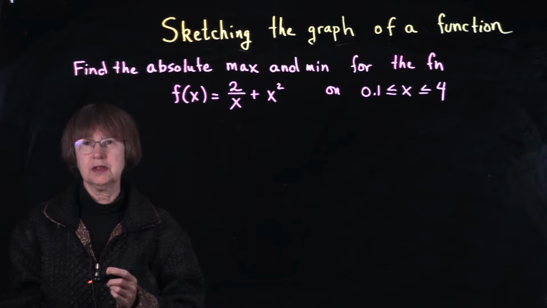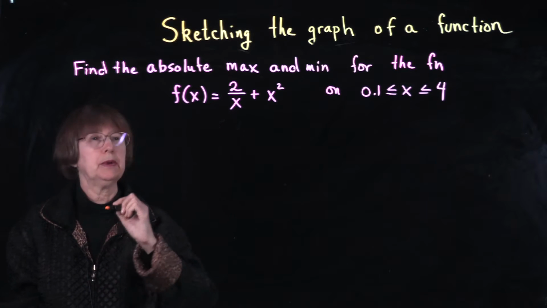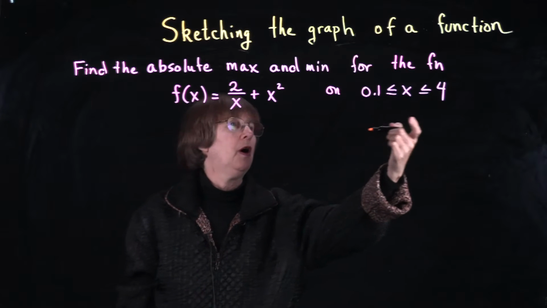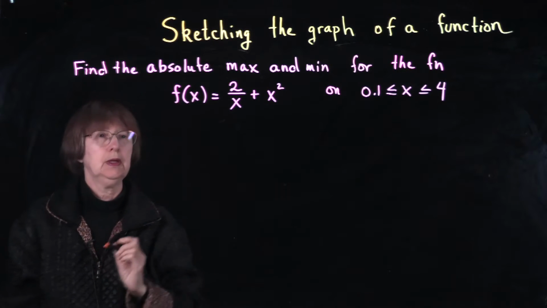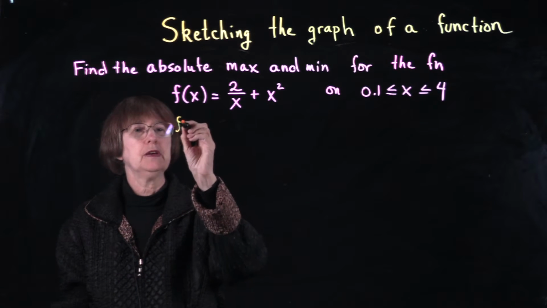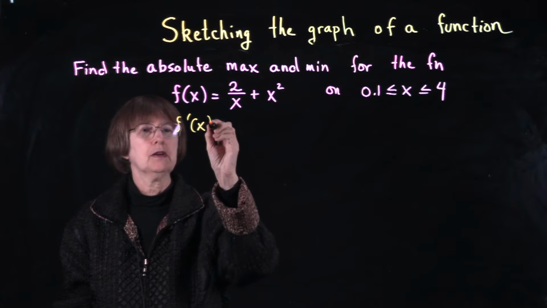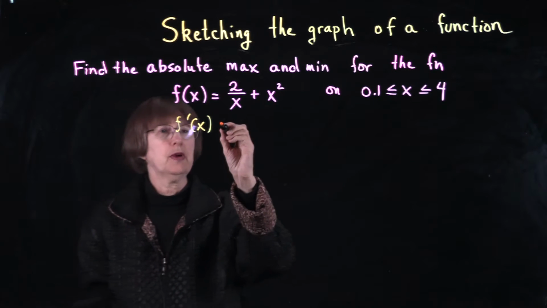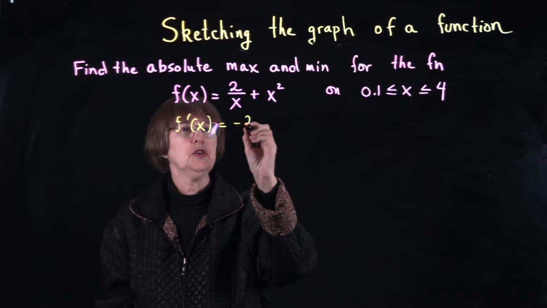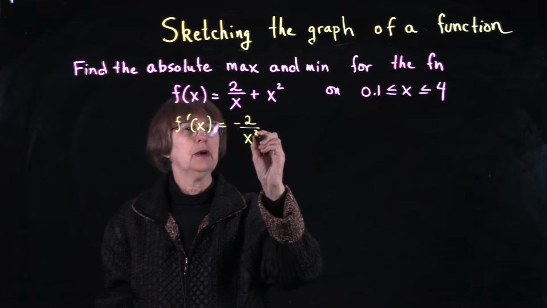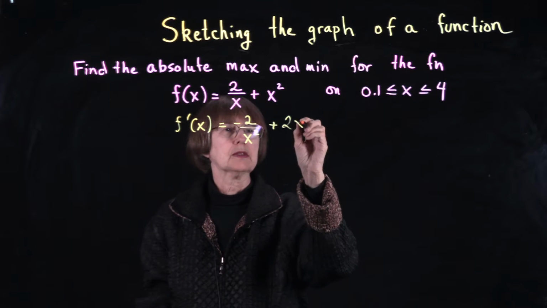Our next task is to find the absolute maximum and minimum of this function on the intervals shown here. Let's begin by getting all the derivatives, since we will use these calculus tools. The first derivative is going to be minus 2 over x squared plus 2x.